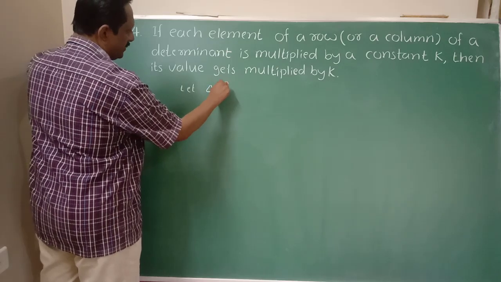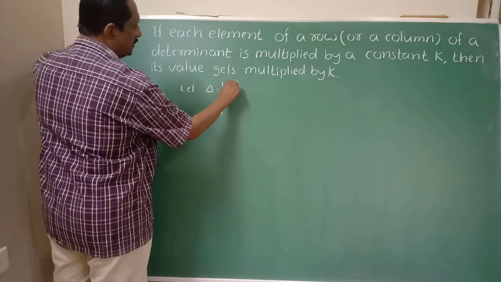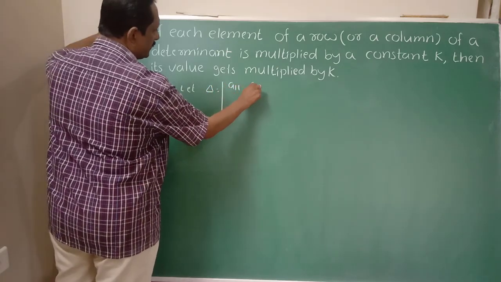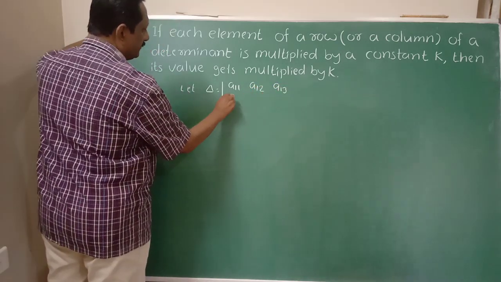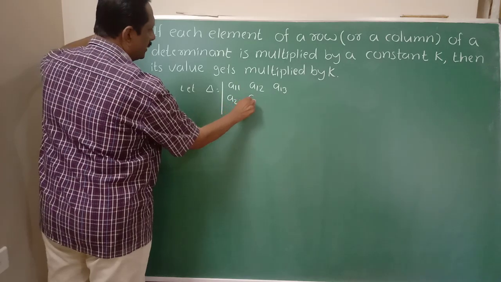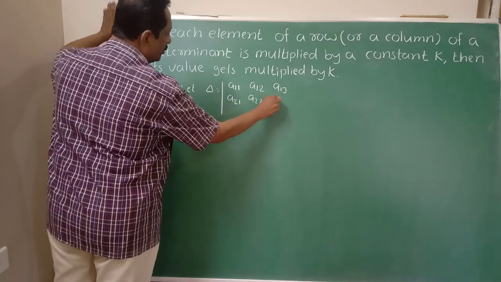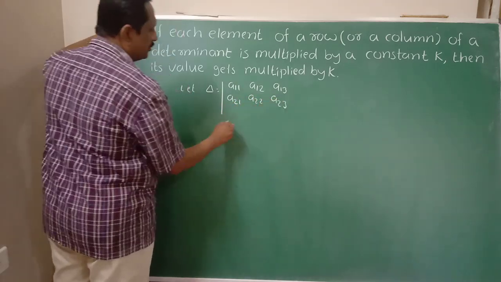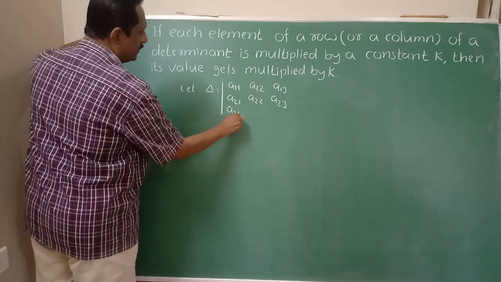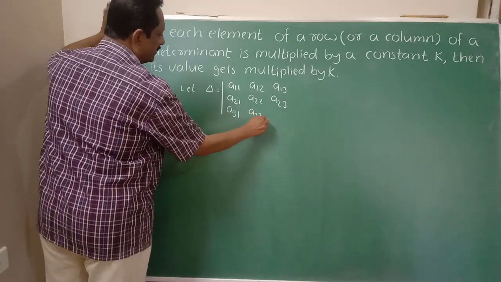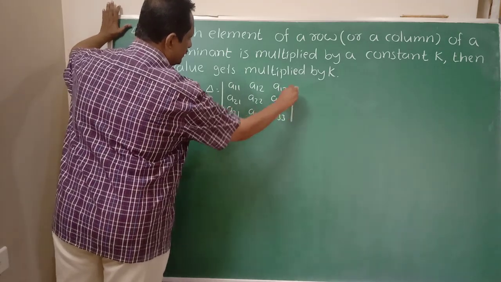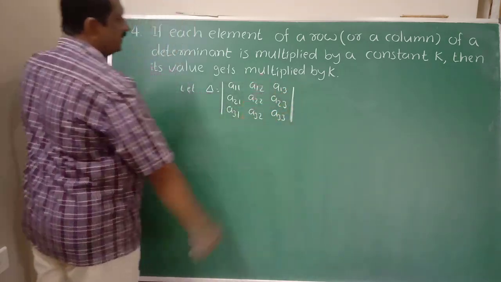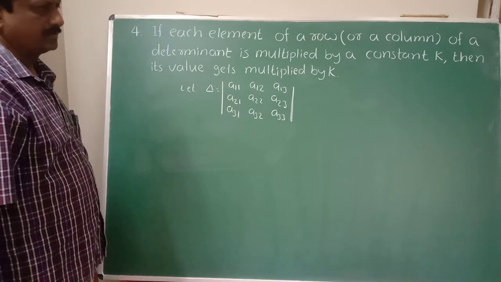determinant here. Delta is equal to A11, A12, A13, A21, A22, A23, A31, A32, A33. So this is a determinant delta here.